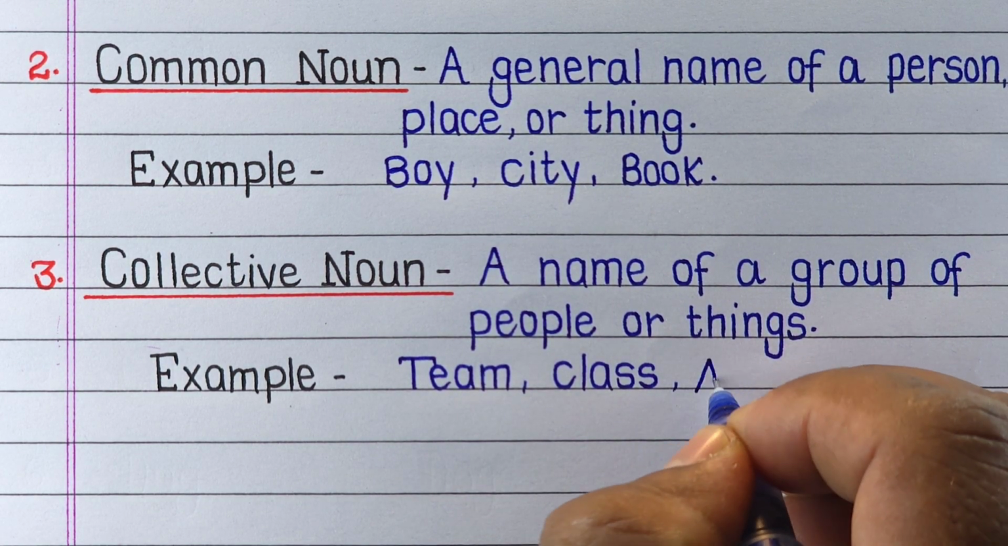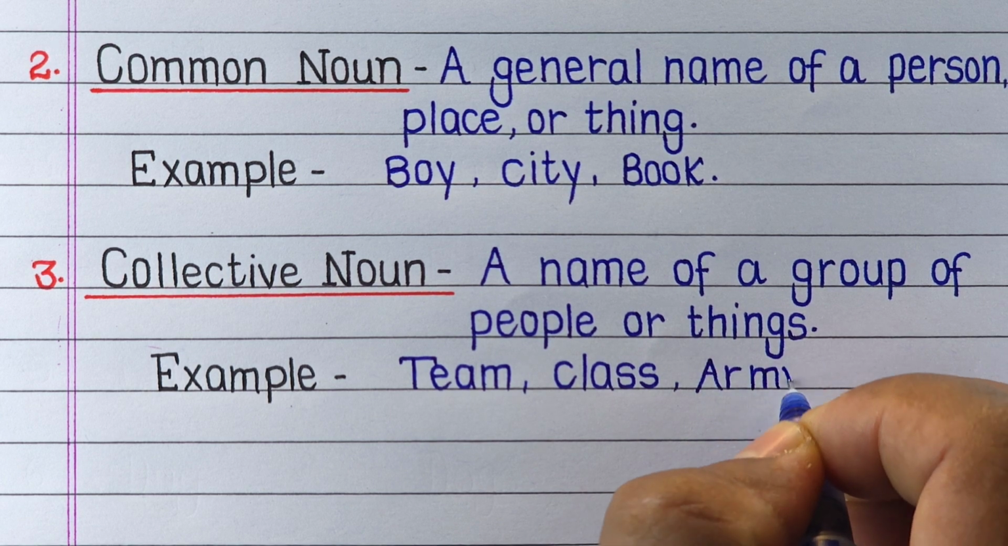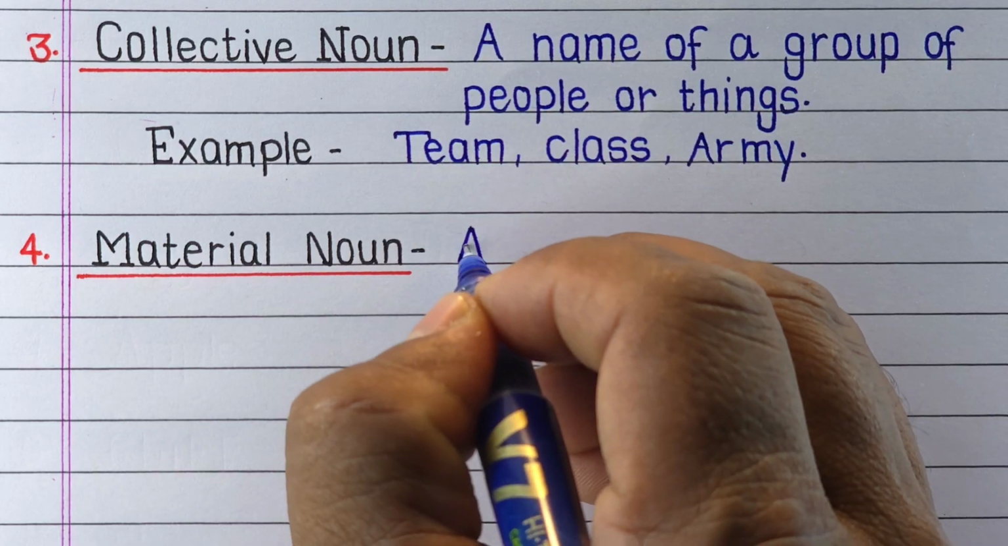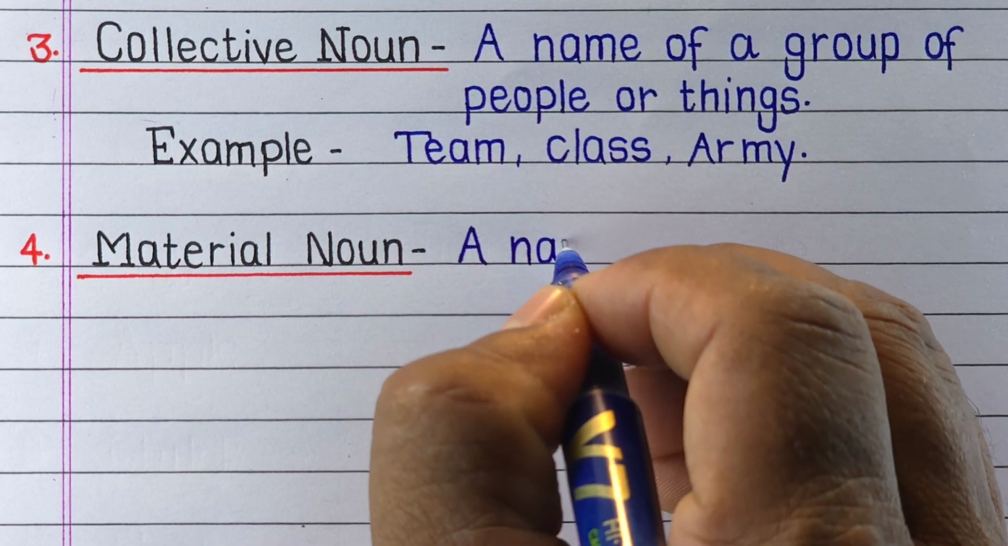Number 3. Collective noun. A name of a group of people or things. Example: team, class, army.